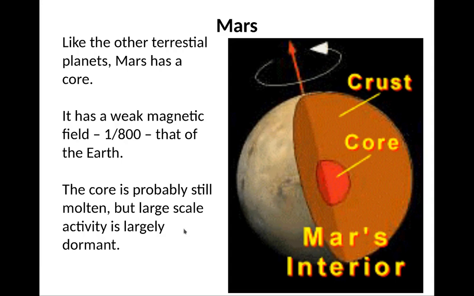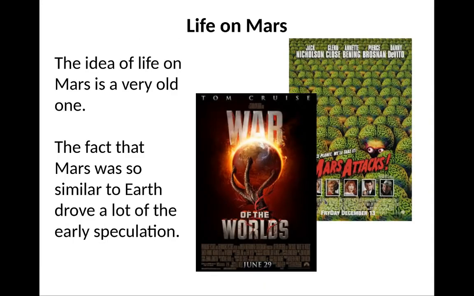Like other terrestrial planets, Mars's core has a very weak magnetic field. It's wrong to say it has no magnetic field, but it's really weak, about 1/800th of the Earth's. The core is probably still molten, but the large-scale magnetic field is probably largely dormant at this point.